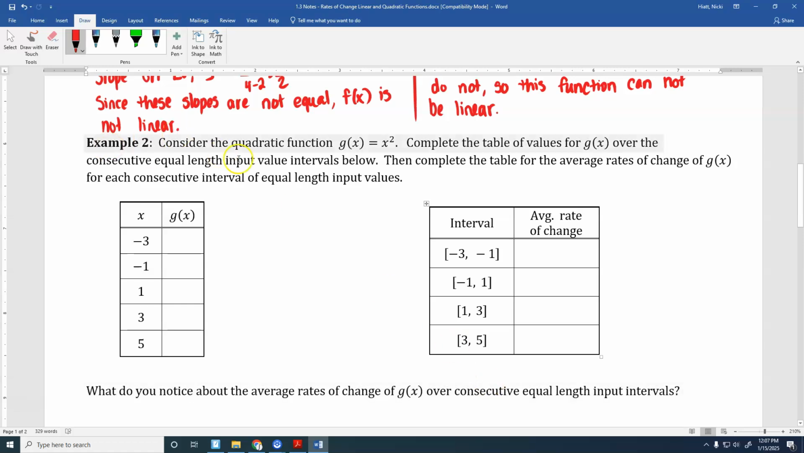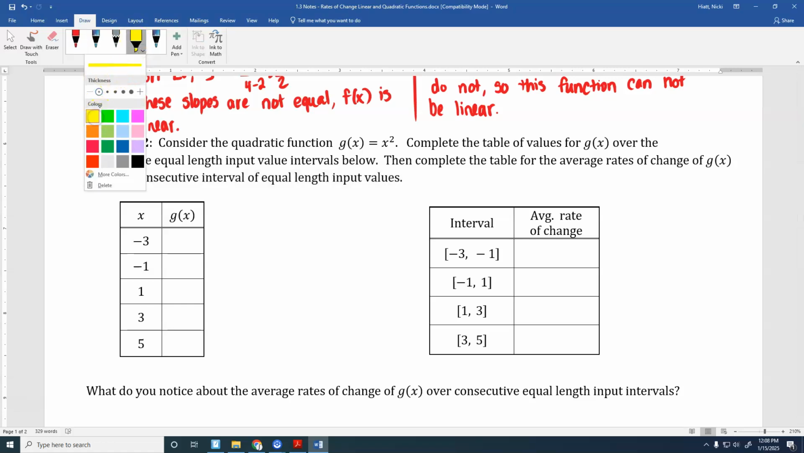Okay, so our next example, we are supposed to consider the quadratic function g of x equals x squared and complete the table of values over the consecutive equal length input value intervals below. They love to use this phrase right here. Complete the table values over the consecutive equal length input value intervals.